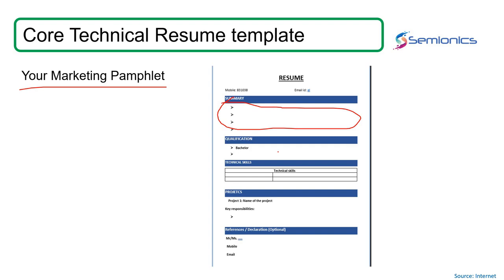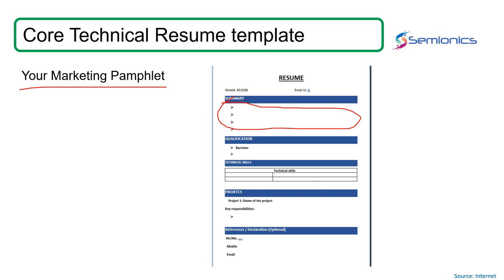Qualification is pretty straightforward: bachelor's, master's, diploma, whatever qualification you have, and if you're trained in something, mention that. Keep in mind that when you write your qualifications, the latest one should be on top. Generally, people write 10th, 12th, bachelor's, and master's. No, the latest one should be on top. You have to mention the year of passing, the college, and the percentage you've got. That gives a brief idea about your academic score.